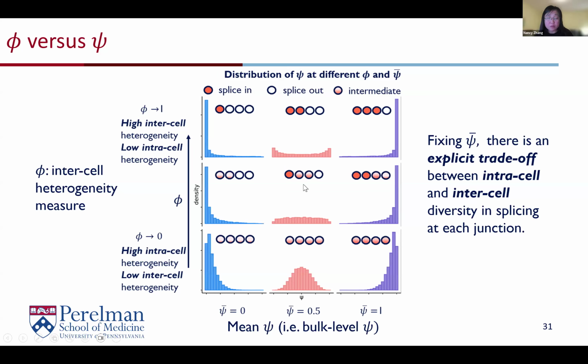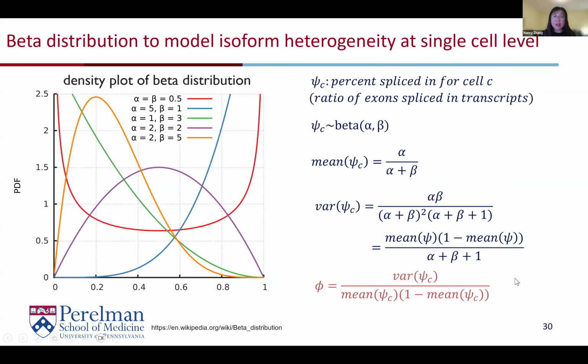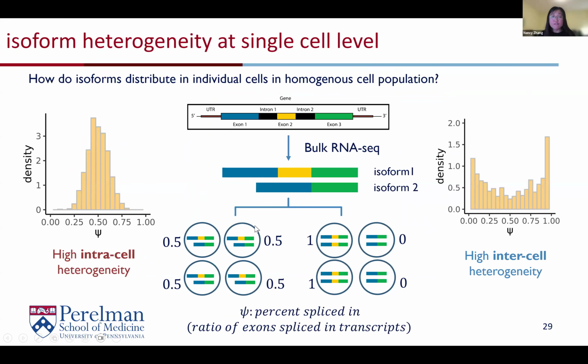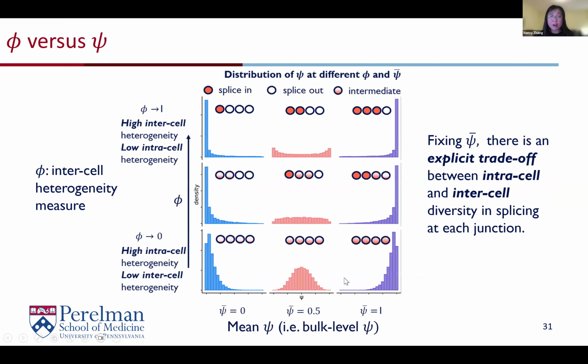So I want to emphasize here that if you fix psi bar, if you fix the bulk splicing level, then there is an explicit trade-off between intracell and intercell diversity. And you can see that here, right? So you can think about if you fix the psi bar level, meaning you fix the proportion that goes to isoform 1, isoform 2, and you have these N cells, then you can think about how to divvy them up across cells. You would be either increasing intracell heterogeneity or increasing intercell heterogeneity, depending on how you divvy up. So there's an explicit trade-off.